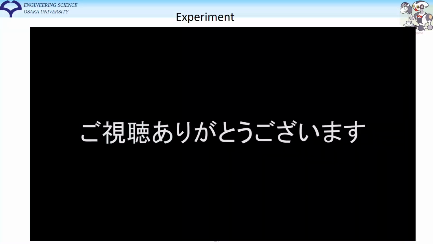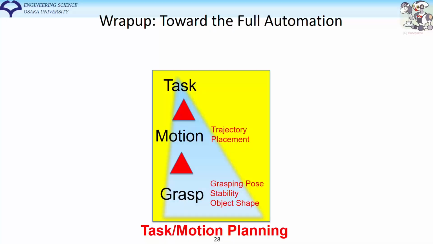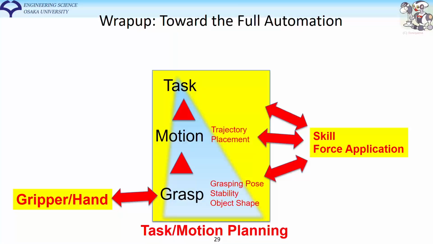Okay, so let me wrap up the talk. We want to realize full automation, so let us consider what is needed for the full automation of the task. We believe that task and motion planning should be placed in the center. Task and motion planning is composed of task planning and motion planning, and grasp planning is also considered. In task planning, the task is planned; in motion planning, the trajectory is planned; and in the grasp planner, the grasping pose. But it is not enough.